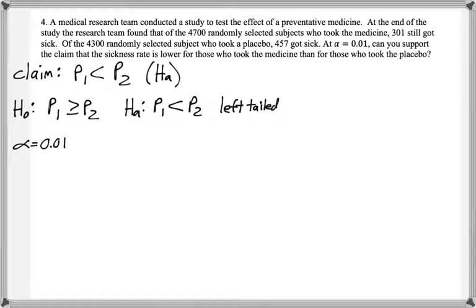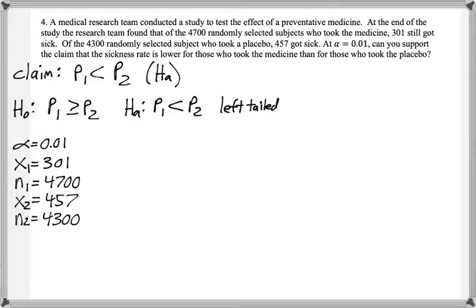Alpha is 0.01, x1 is 301, n1 is 4,700, x2 is 457, n2 is 4,300. And this is a left-tailed test.